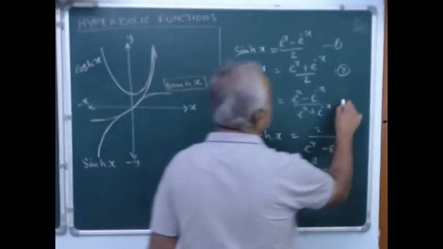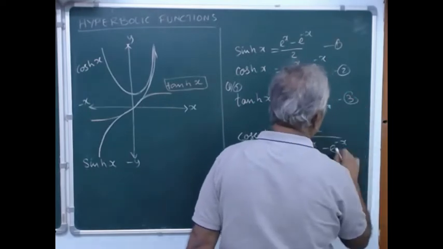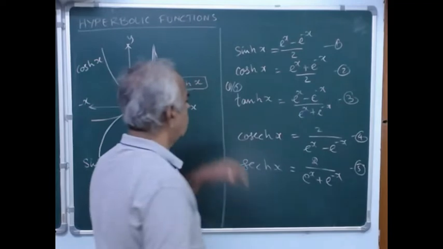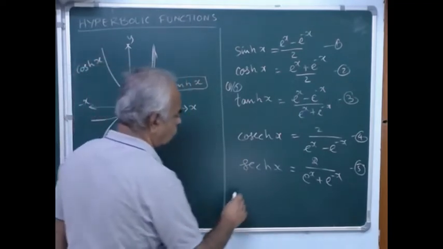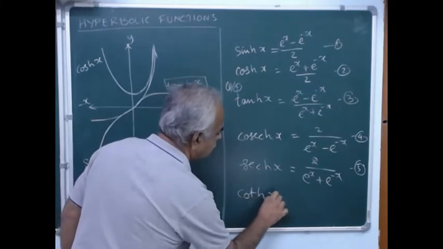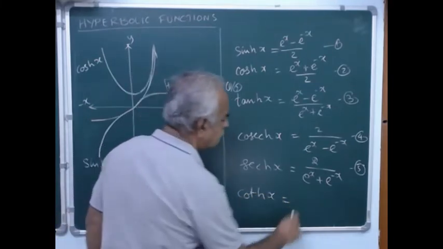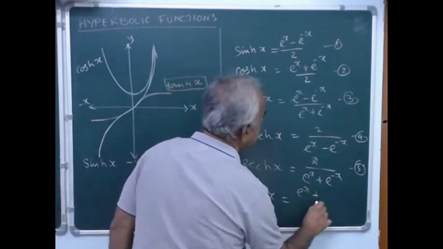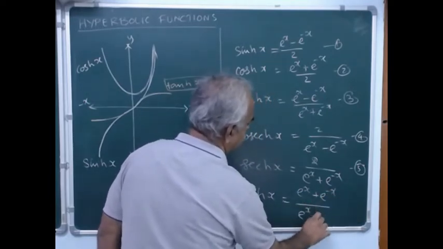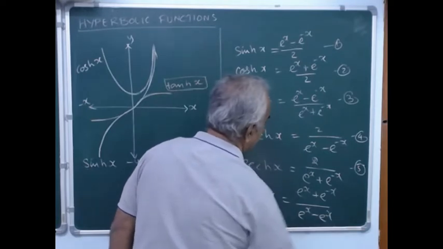So we have got 3, 4, 5. And the reciprocal of tan is cot. So hyperbolic cot of x can be given as e power x plus e power minus x divided by e power x minus e power minus x.